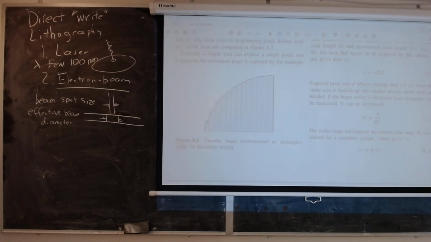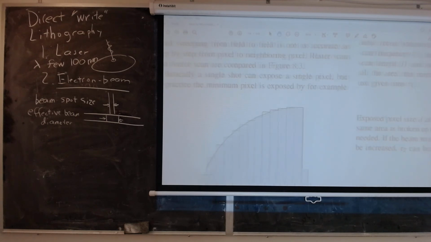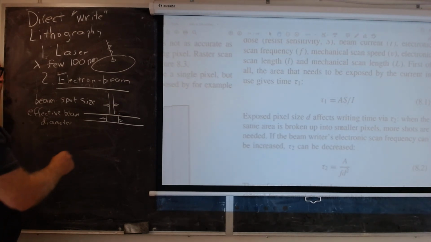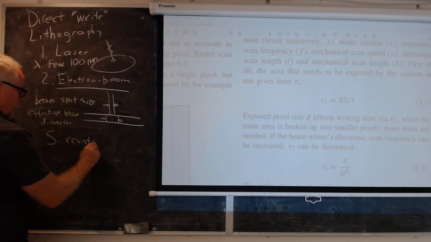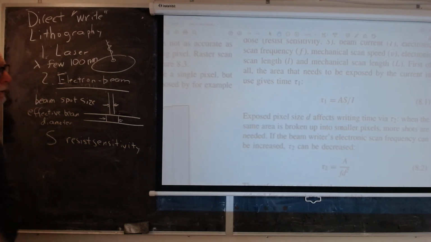So this formula here, whether it's for a pixel or a whole wafer, there's something called S, which is the resist sensitivity. Okay, and the area you're exposing times the resist sensitivity divided by the beam current gives you how long it takes to do the exposure.